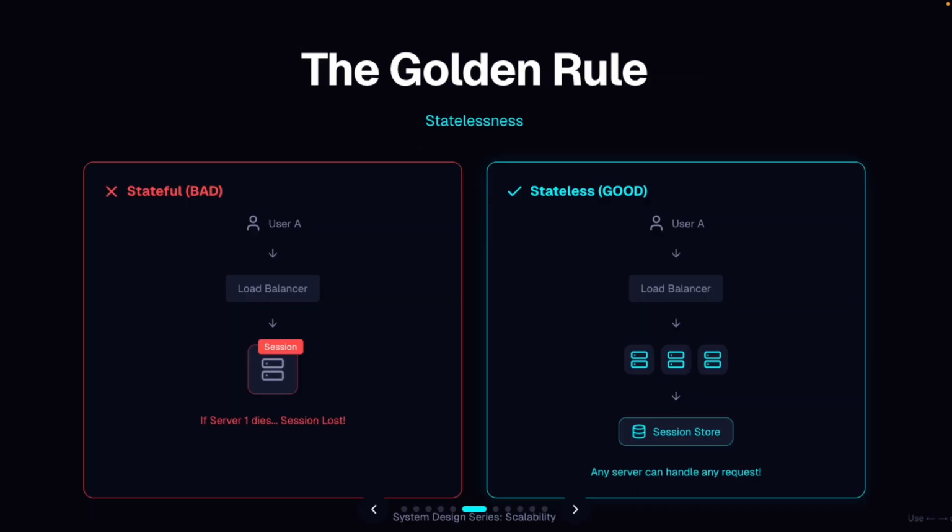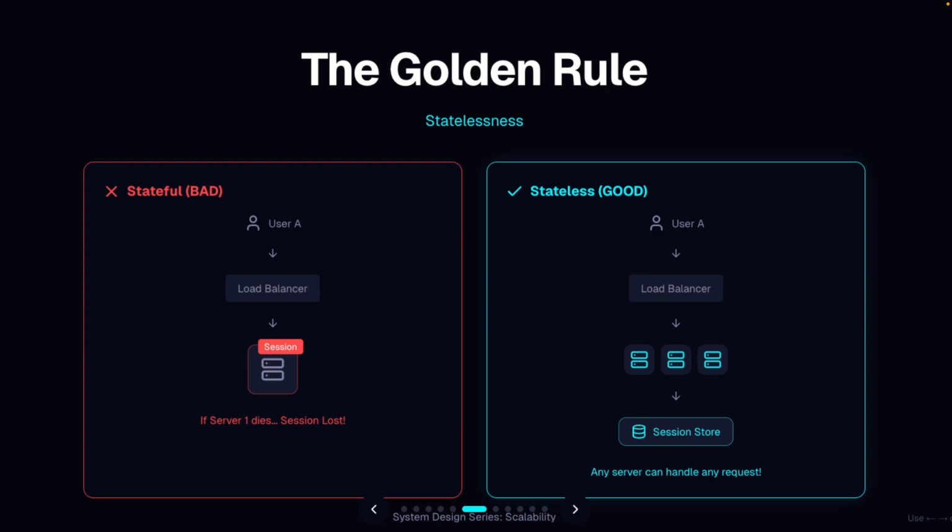For horizontal scaling to work, your app must be stateless. Imagine you are talking to a bank teller, which is server 1. You give them your ID. Next time, you go to a different teller, which is server 2. If your system is stateful, server 2 says, I don't know you. Show me your ID again. That is a very bad user experience.